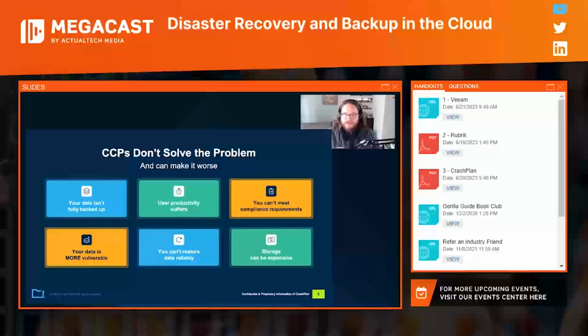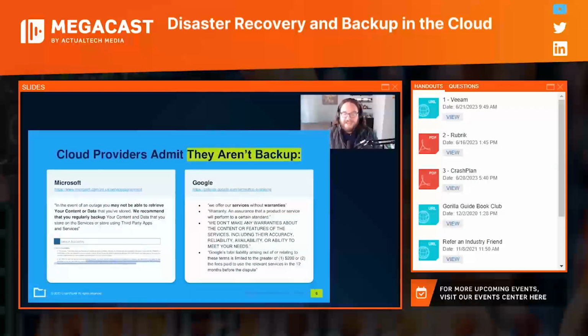But the next and the biggest reason is these cloud providers admit that they aren't backup. Microsoft specifically says you may not be able to retrieve your content or data. Google says we don't offer any services or warranties for data that is stored in our cloud. So if you look at the terms and conditions of these services that are being pitched as though they are backup for your endpoint data, you will find that they are very specifically indemnifying themselves against being thought of that way.